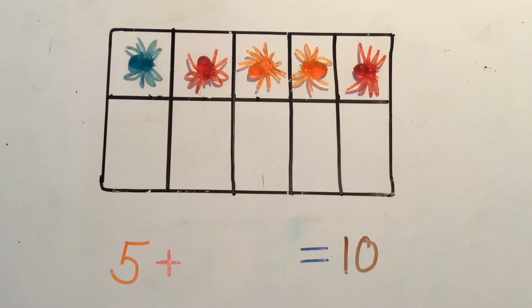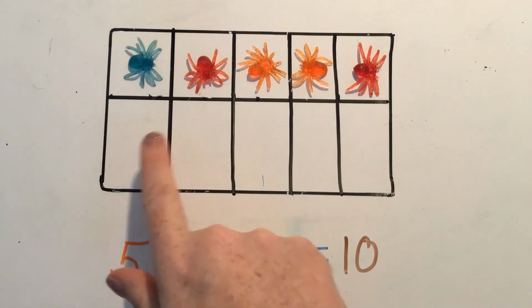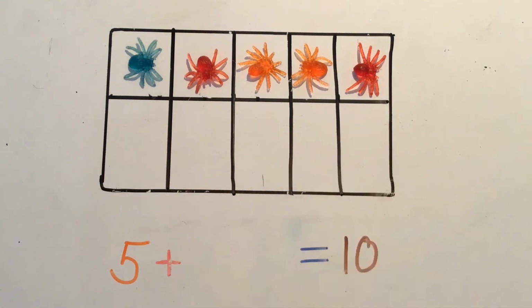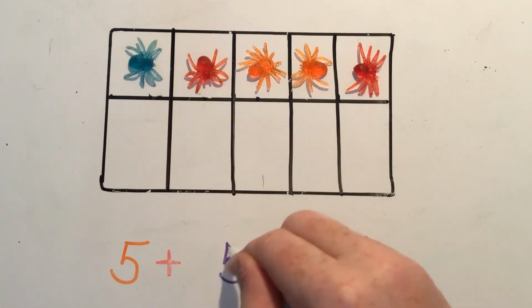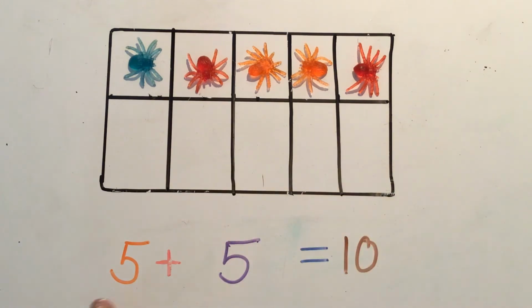And I think that means that there would be an equal amount needed on the bottom. So how many more spiders would I need to fill up our tens frame? I have 5 and I would need 1, 2, 3, 4, 5 more. I would need 5 more spiders. 5 adding 5 more would equal 10. So 5 and 5 are number partners for the number 10.